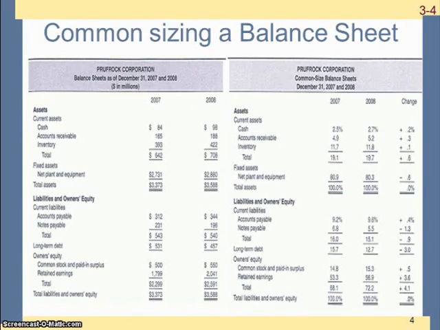That is cash of $84 divided by total assets of $3375. Right? The same applies to other percentages in the balance sheet.